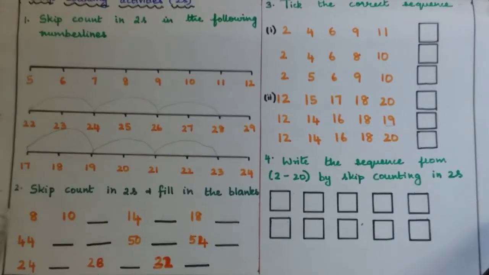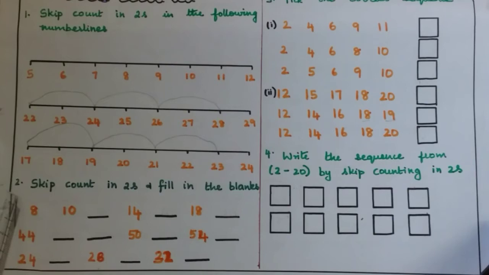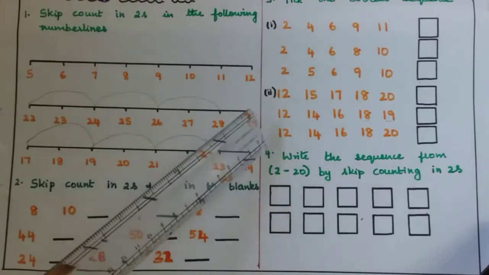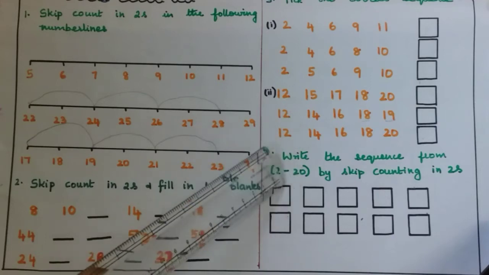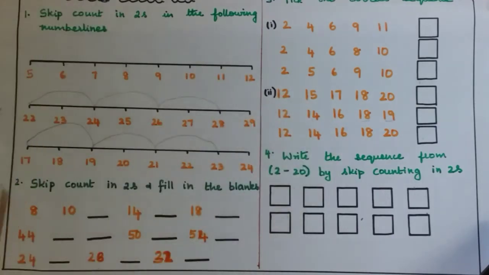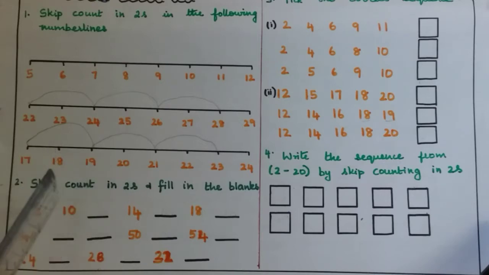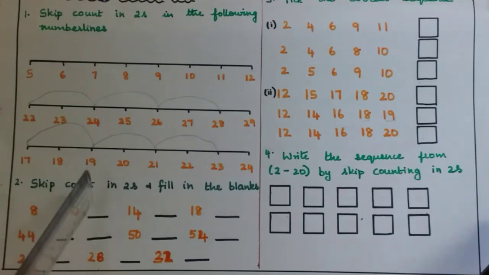Likewise, you can give even more exercises like fill in the blanks and ticking the correct sequence, and also you can give a range of numbers and ask them to write down by skip counting in twos. So if you look at this, the first number is 8 and the next number is 10. So they have given the blank in between wherein your child needs to fill in with the correct number.